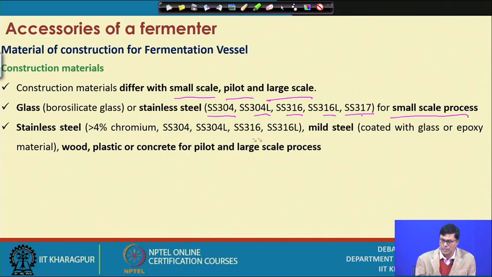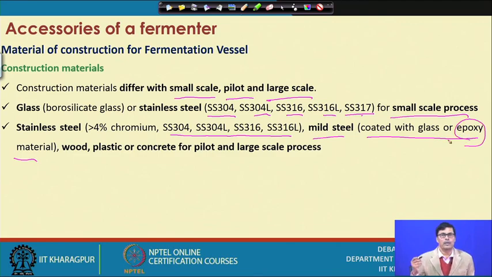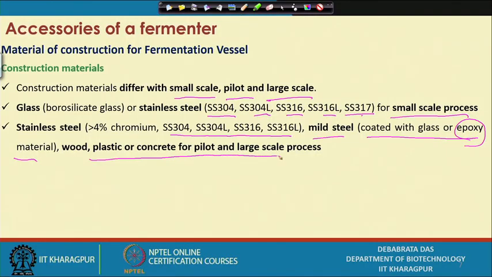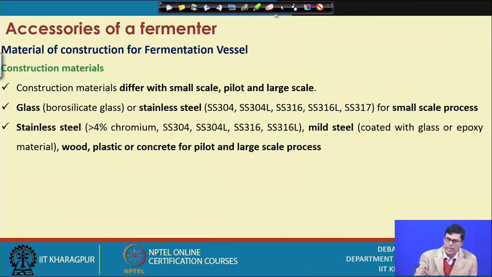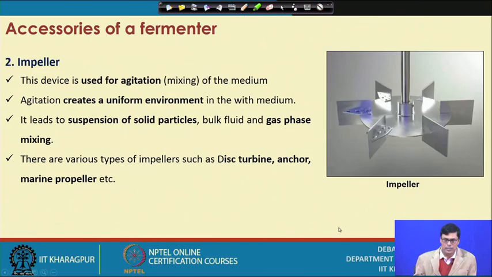And for stainless steel, more or less the same thing we use, and mild steel coated with epoxy material. We know epoxy protects against acid and H2S effect, so we can protect the mild steel from that. Sometimes we use epoxy coating with the mild steel. And wood, plastic and concrete are used at pilot and large scale. In some cases we use these, but as I told you, mostly we prefer stainless steel material.